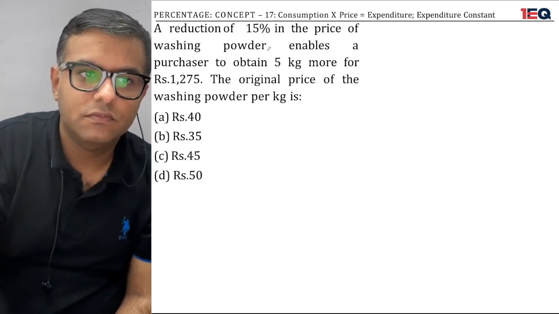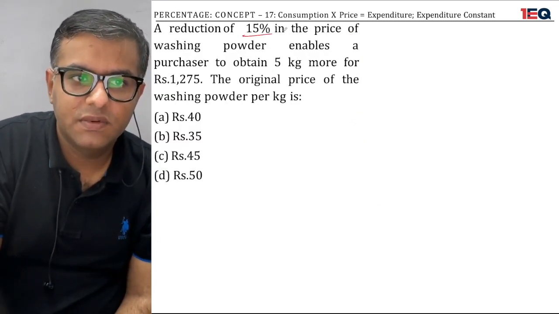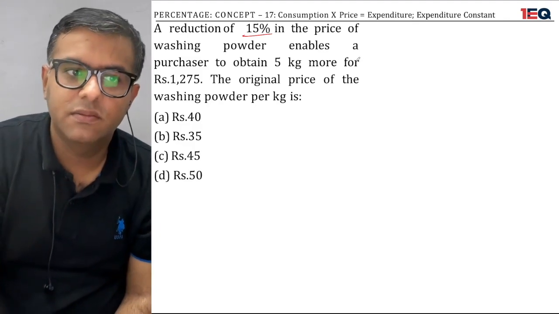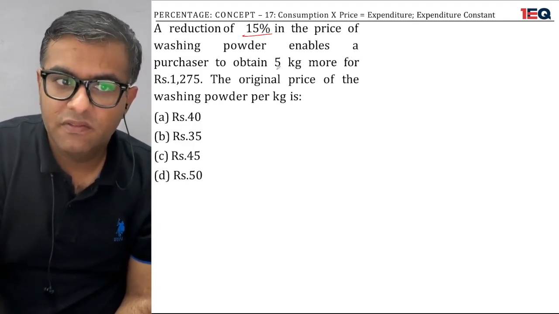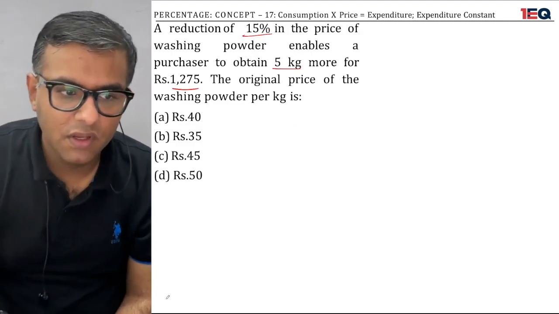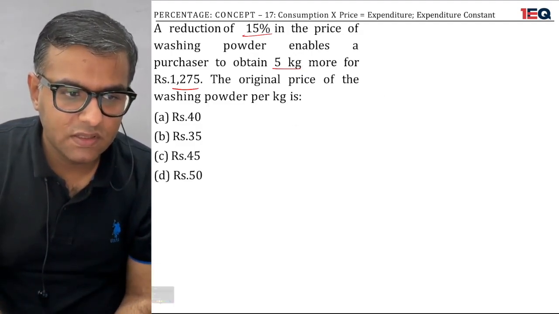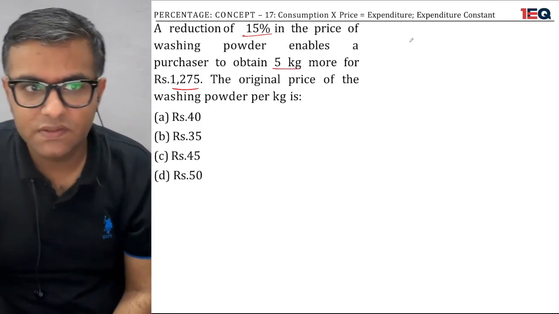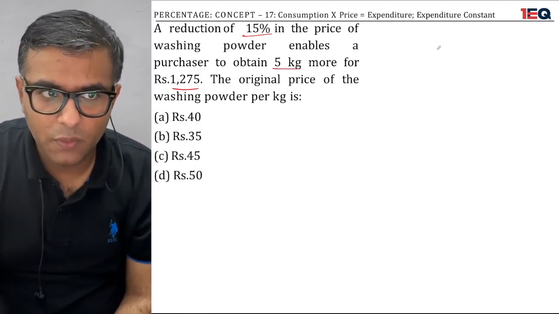Moving on. There is a reduction of 15% in the price of a washing powder, which enables a purchaser to obtain 5 kg more for 12.75. What is the original price of the washing powder? We've done this question in the past, like 2 slides back. I'll try to do it a little more this time.